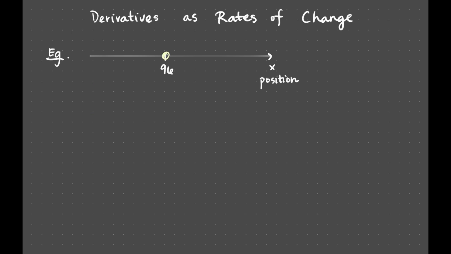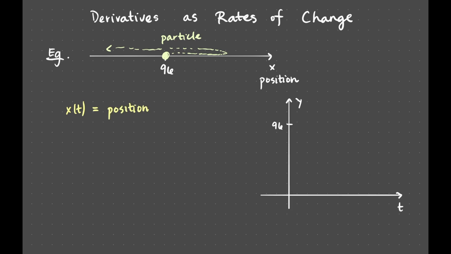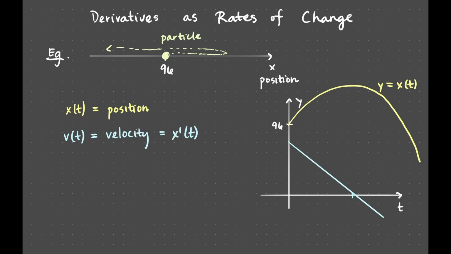For example, in physics, suppose that the position of a particle is described by a function x of t, which varies in time t. Then, the instantaneous velocity of the particle is just the derivative of the position function. In other words, if v of t denotes the instantaneous velocity of the particle, then its value is just x prime of t at each time t.